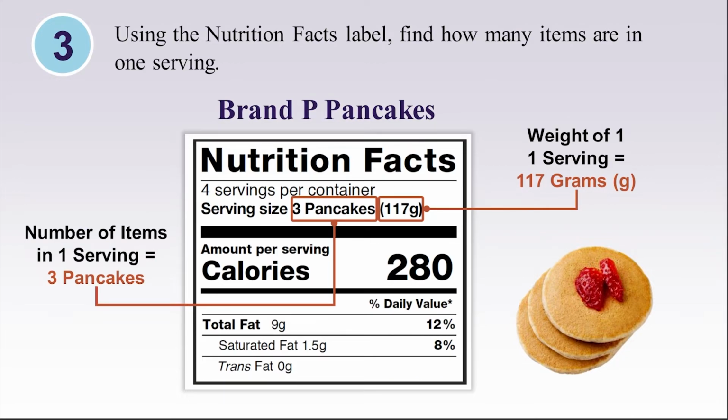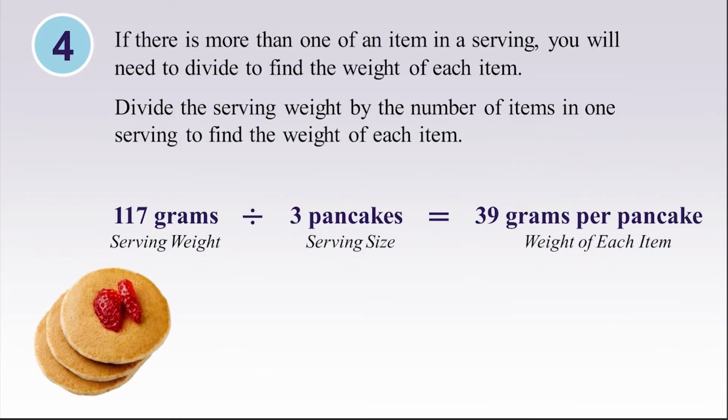Our next step is to look at how many items are in one serving. Looking at this nutrition facts label, we see that there are 3 pancakes in one serving of bran pea pancakes. On page 4, step 4 tells us that we have more than one of an item in a serving. You will need to divide to find how much one item weighs.